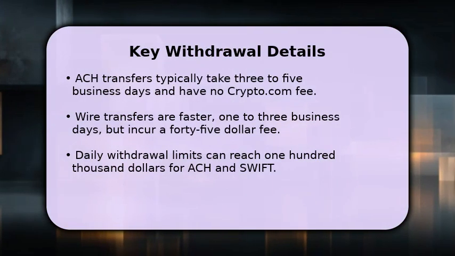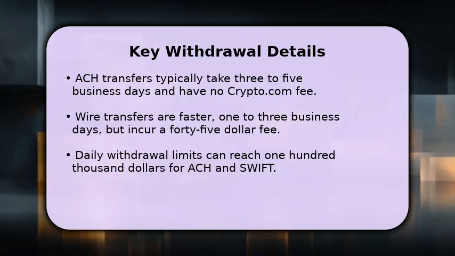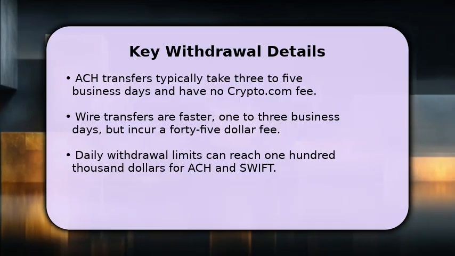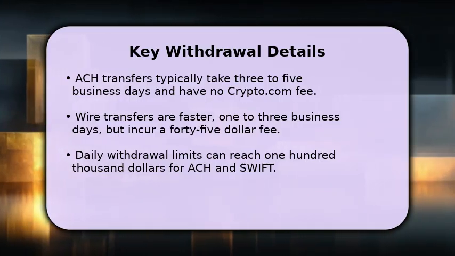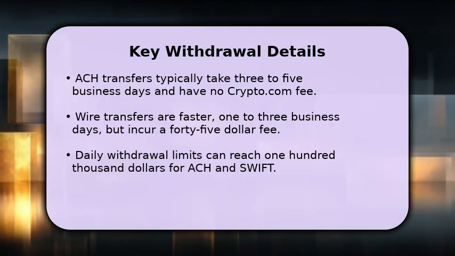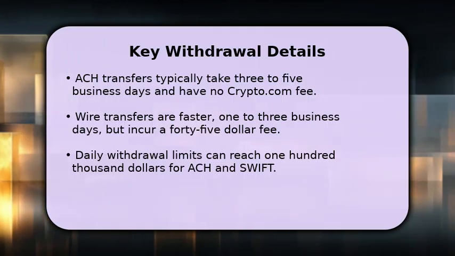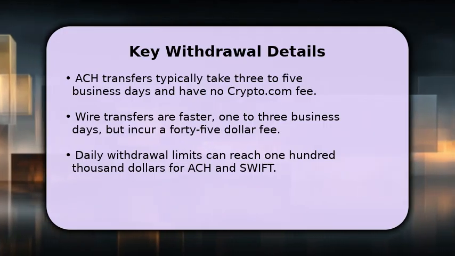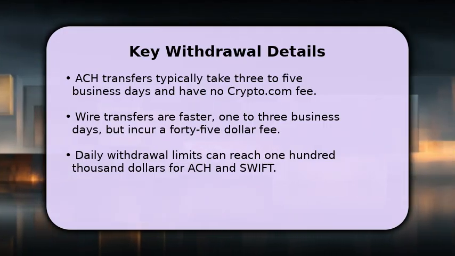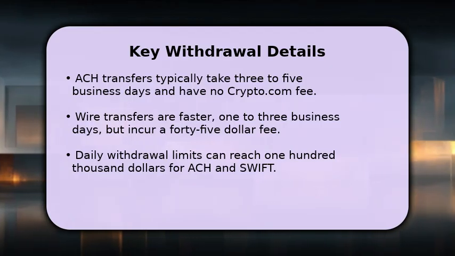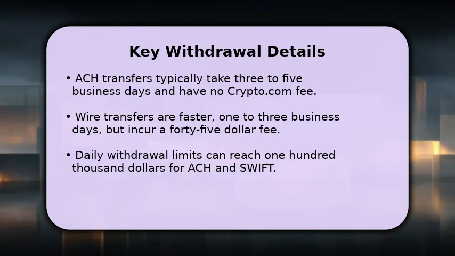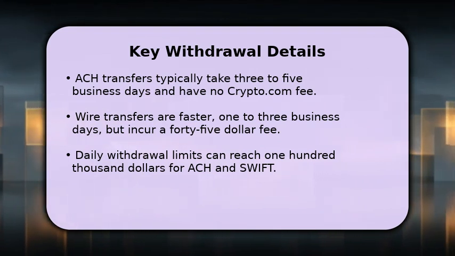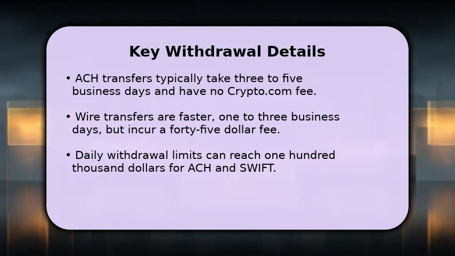Understanding the fees, limits, and processing times is essential. For US dollar withdrawals, ACH transfers usually take 3 to 5 business days, and Crypto.com charges no fee, though your bank might. Wire transfers are quicker, typically 1 to 3 business days, but come with a $45 fee. Daily withdrawal limits are generally $100,000, and monthly limits can be up to $500,000. Remember, weekends and holidays do not count as business days, potentially extending transfer times.